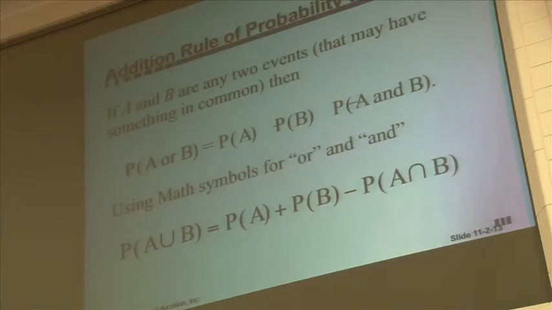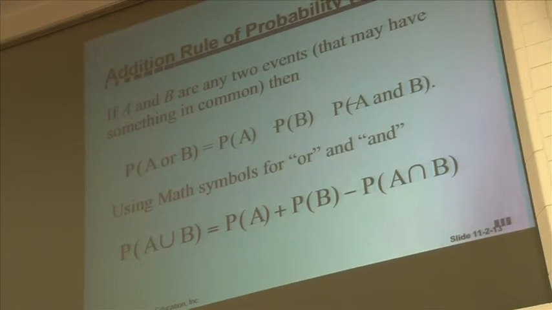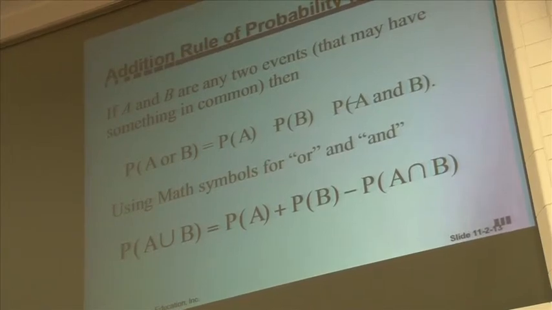Let's apply our addition rule. Say we have two events, A and B, and they could have something in common. So these are not necessarily mutually exclusive. You're not sure. So if they could have something in common, we have the following formula.